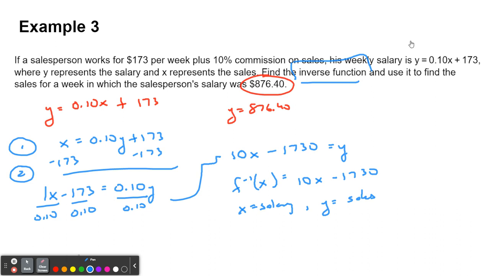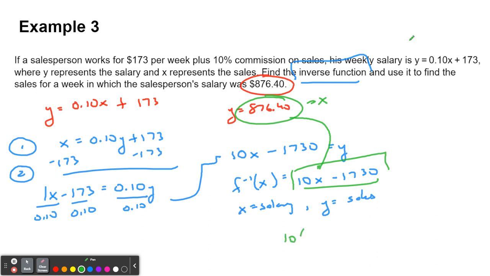So now we're going to take this 10x minus 1730, and we're going to replace that in for x. I know it says y, but now we're going to place it into the inverse, where x is now our salary. So now this is an x value for our inverse function. So I'm going to do right here 10 times 876.40 minus 1730. And when I multiply that out using Desmos, I'm going to get $7,034 in sales.